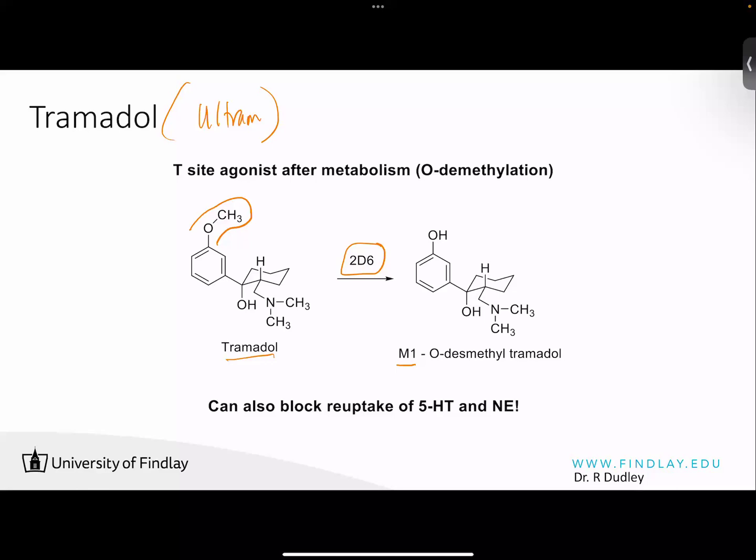But nonetheless, there's tramadol. You can speculate how it might bind. There is a tertiary amine that will get positively charged at physiological pH. Here is an alcohol that you would expect to H bond, and then this methoxy group, of course, is going to become a phenolic group, which will H bond as well.